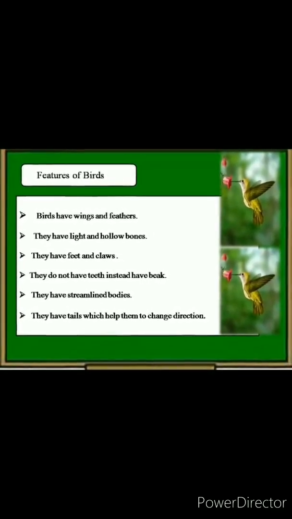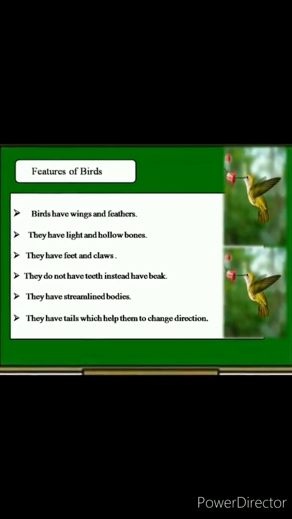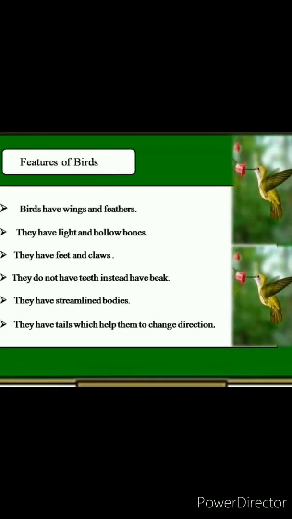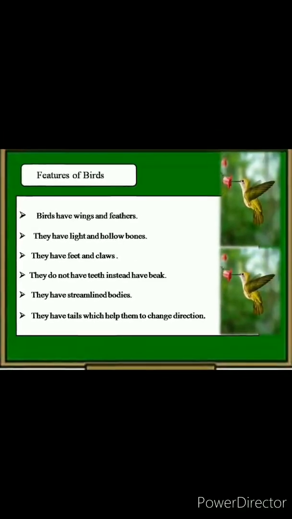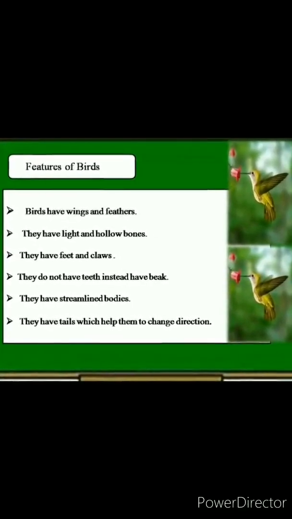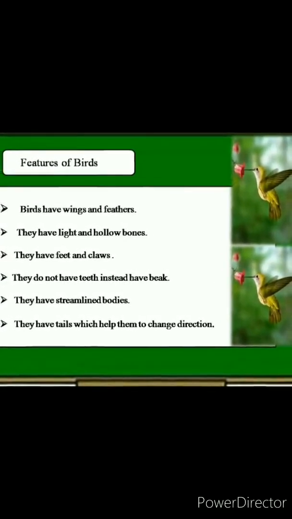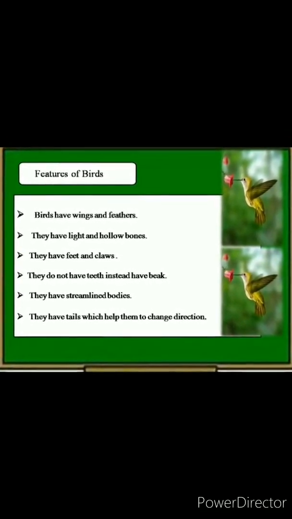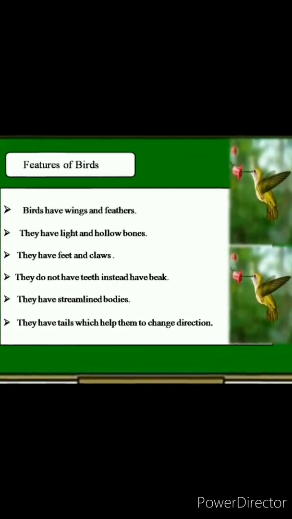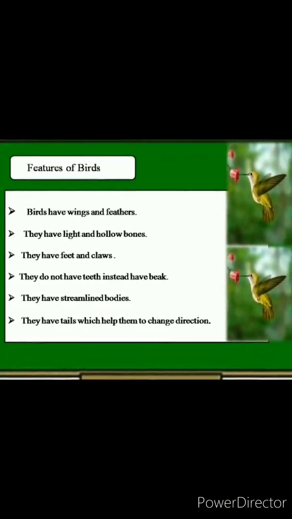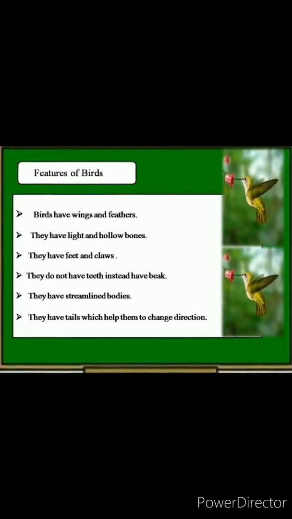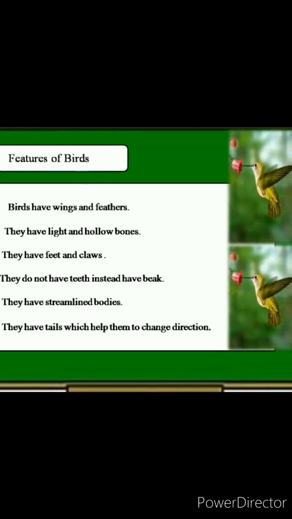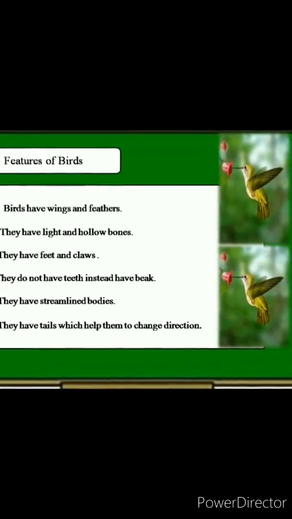Birds have feet and claws to walk, to sit, and hop on the branches of the tree, and also help them to catch and hold their food. They do not have teeth, instead they have a beak. Birds have a streamlined or boat-shaped body. It helps them to fly through the air easily. They have tails which help them to change direction.